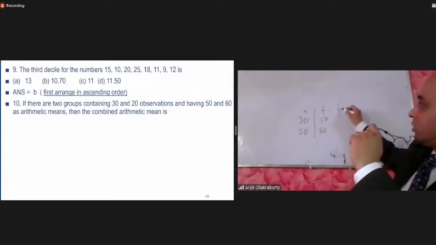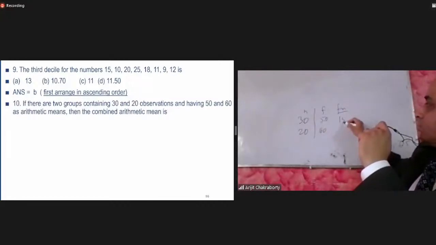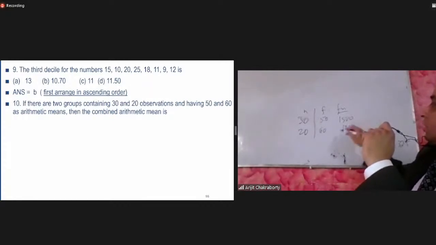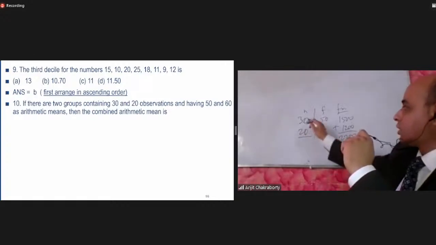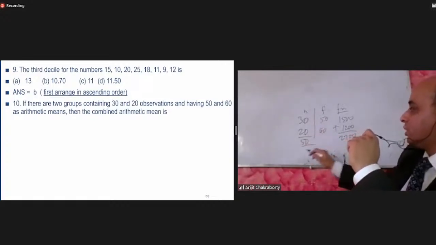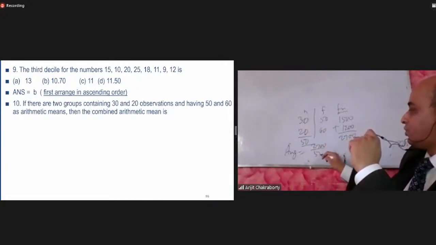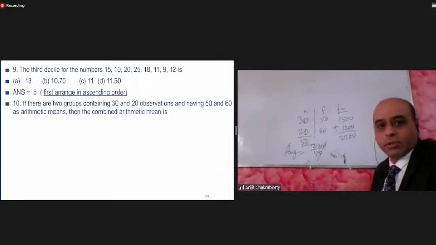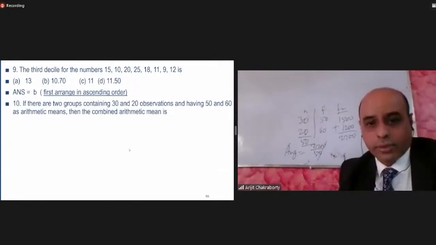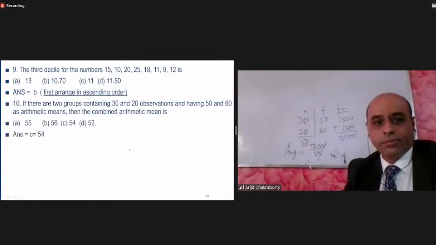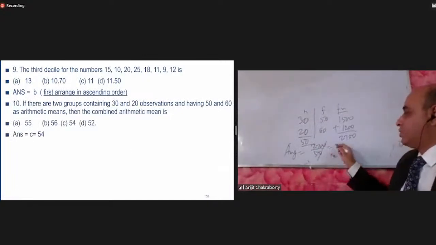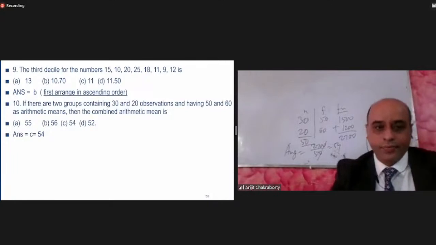So we first calculate fx. 30 into 50 is 1500. 20 into 60 comes to 1200. So total comes to 2700, and the total number is 30 plus 20, that is 50. So the grand average, the mean, comes to 2700 by 50. So that is 270 by 5. Let me see the options which are given. 54, yes, 270 by 5 is 54. So option C is right.